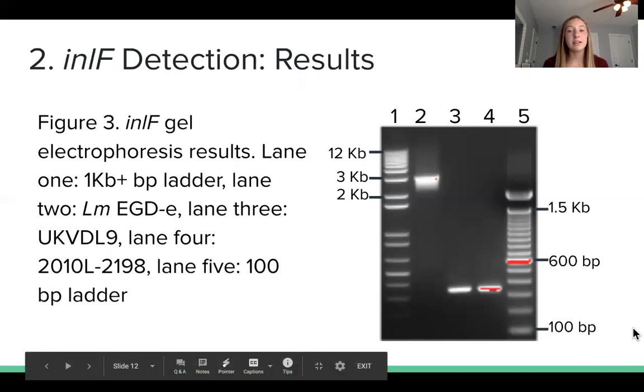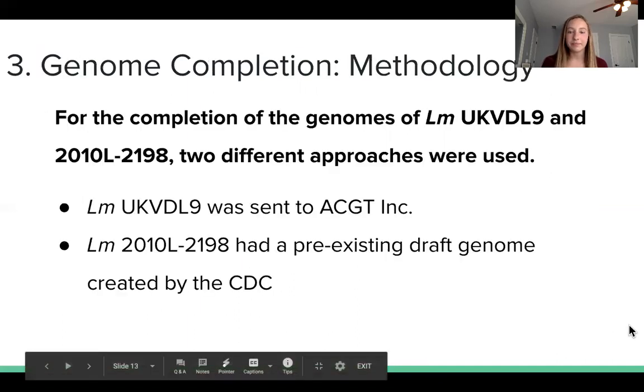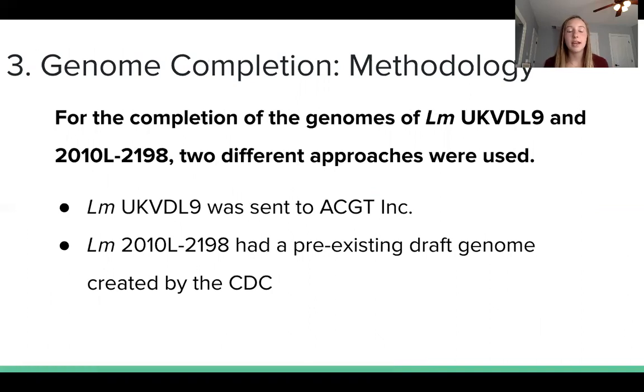However, that does not guarantee that INLF doesn't exist anywhere else within the genome for UKVDL9 or 2010 L2198, so that led me to my third and final project of genome completion. For this, I was working to complete the genomes of UKVDL9 and 2010 L2198, and I used 2 different approaches for each of those. For UKVDL9, all I did was send it off to ACGT Inc. to be sequenced, and they returned to me a completed genome that was sequenced and annotated fully.